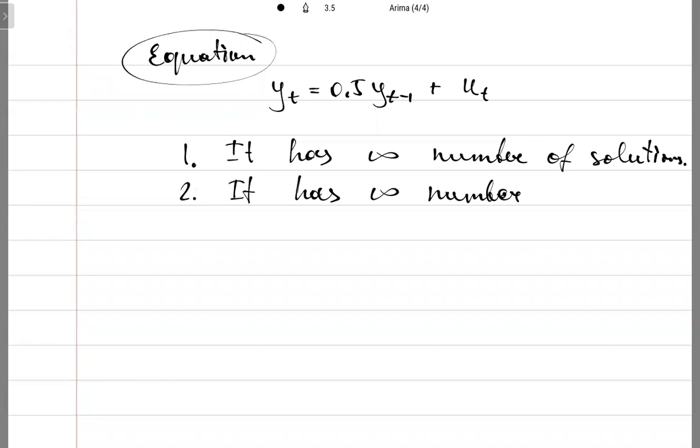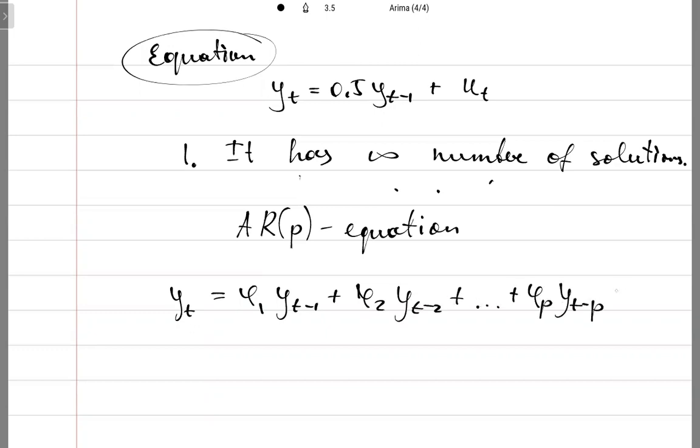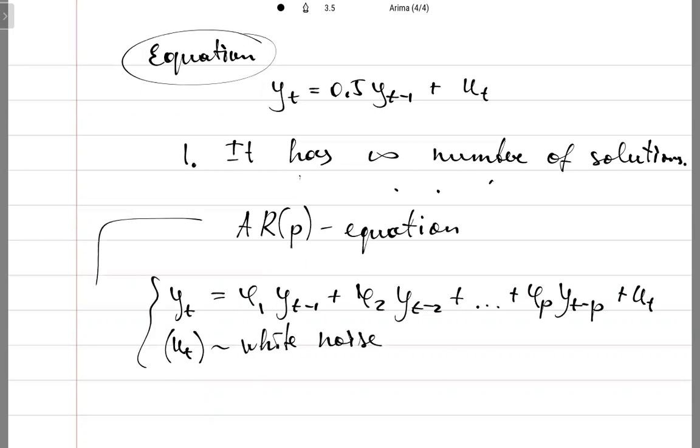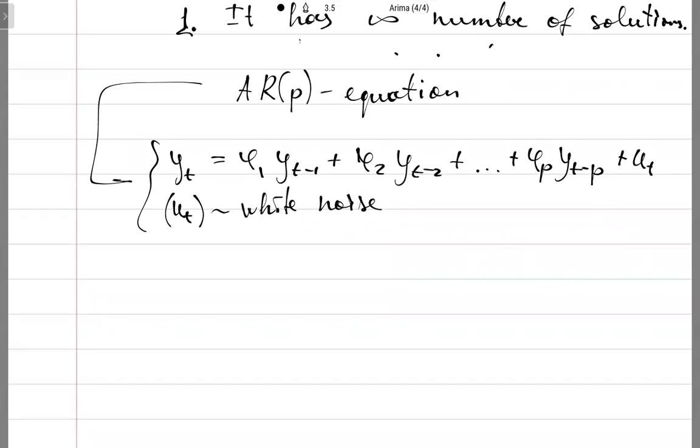So let's speak not about this equation, because this is too particular. I will speak about the general AR type equation. Let's speak about the general autoregressive equation. It's not yet a process, it's an equation. It's an equation like yt is equal to phi1 yt minus 1 plus phi2 yt minus 2 plus, up to phi p yt minus p, plus ut. ut is a white noise. For the moment, it's only an equation. And the first point is that it has an infinite number of solutions. I assume that p is greater than or equal to 1. If p is 0, then it has only one solution.